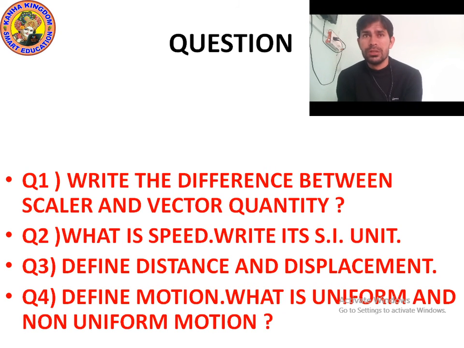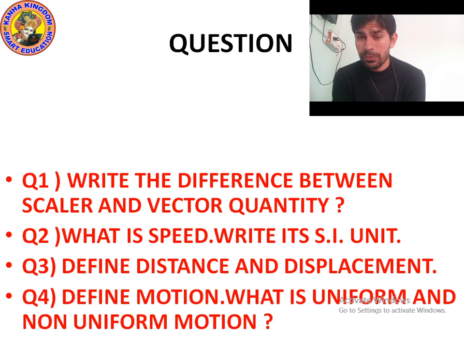Now let's talk about uniform motion and non-uniform motion. What is uniform motion? Uniform motion is that motion in which speed remains constant. It means speed does not change. We know that speed is distance upon time, so neither distance nor time will change, meaning equal distance and equal time. So if a body travels equal distance in equal intervals of time, it is said to be in uniform motion.